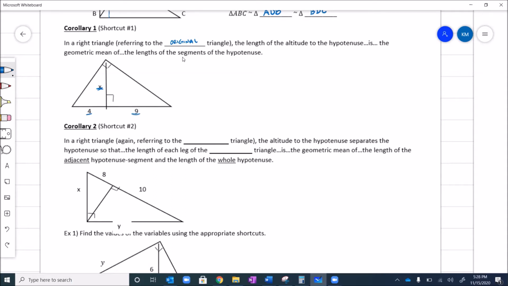Like I said, geometric mean is going to be important. Now, as we set this up, we can say, if x, this altitude, not the variable, so don't get stuck on the variable, but this line, in this case x, is the geometric mean between the two segments of the hypotenuse, 4 and 9. So we can cross multiply: x squared equals 36. Take the square root, and we find that x must be 6.